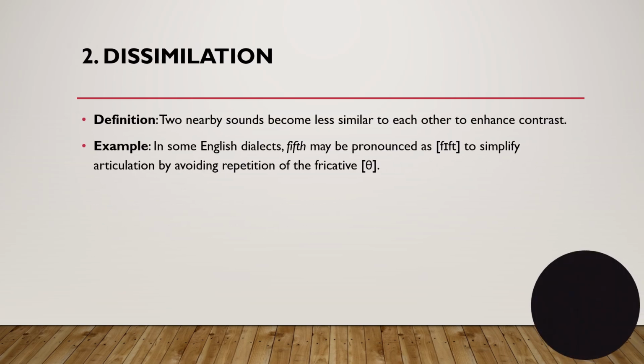Second, dissimilation. Dissimilation is when two nearby sounds become less similar to each other to enhance contrast. Example: in some English dialects, fifth may be pronounced as fifth to simplify articulation by avoiding repetition of the fricative f.